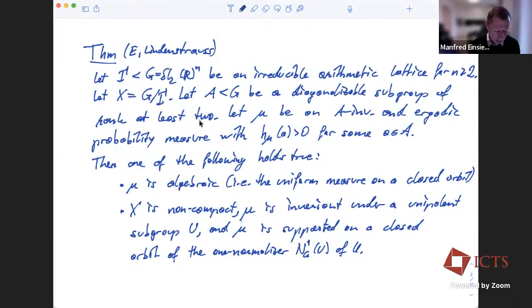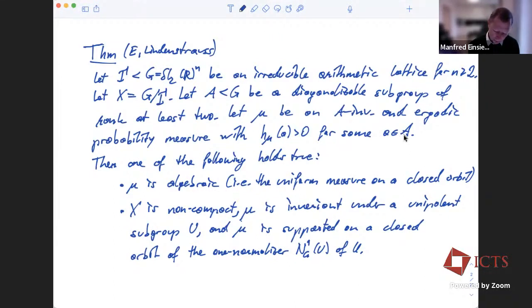What do I mean by that? So this A should contain a group isomorphic to R^2 as a topological group. So it should have 2 independent directions. Whether it's connected or not is not really important. What's important is that it contains an R^2 as a topological group. Then it's of rank at least 2. We take an invariant and ergodic probability measure on the space with positive entropy for some element of the action.